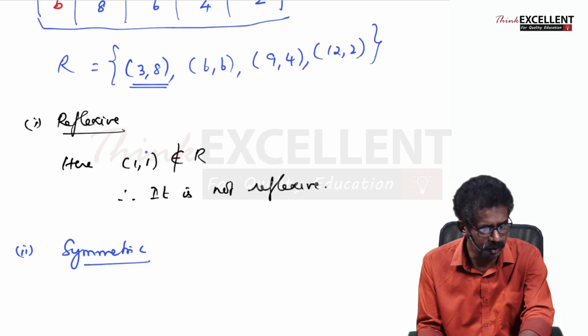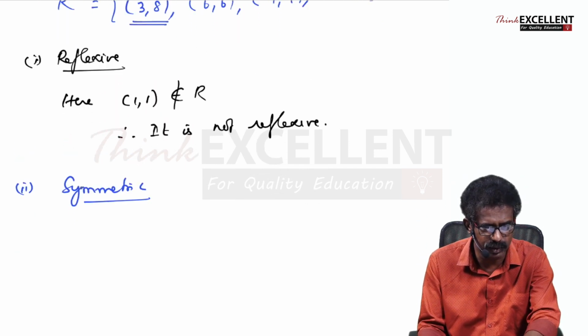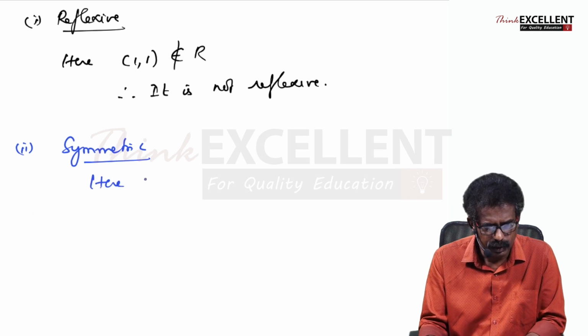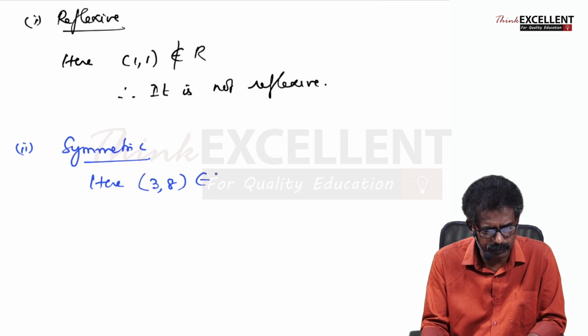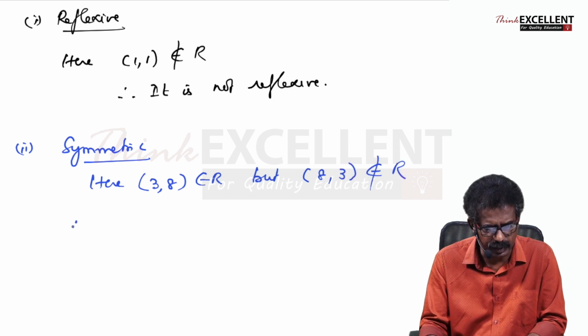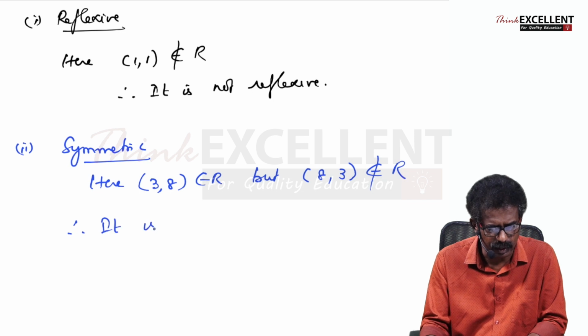Yes. So what example do we give? Here (3,8). 3 is related to 8. (3,8) belongs to R. But 8 is not related to 3. (8,3) does not belong to R. Therefore, it is not symmetric.